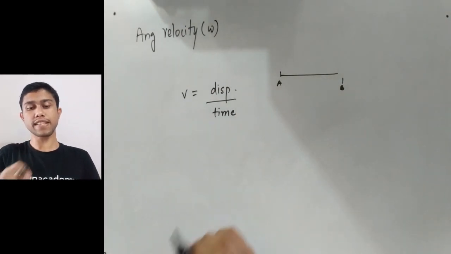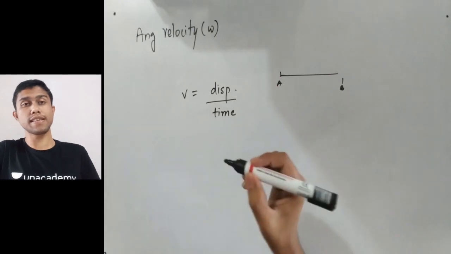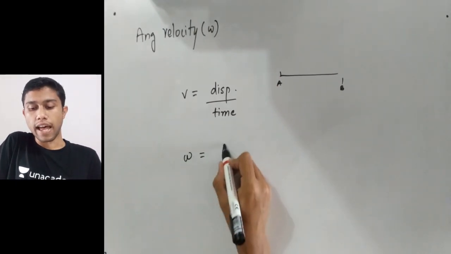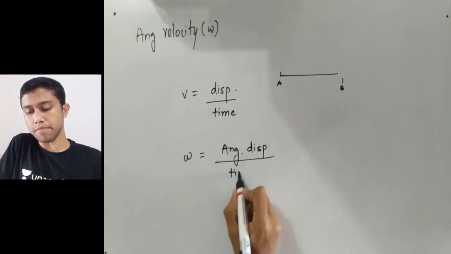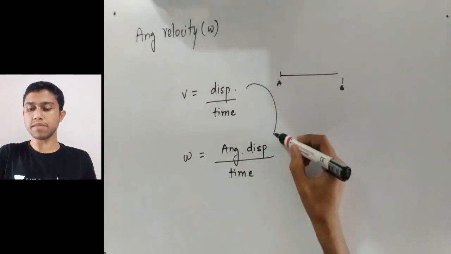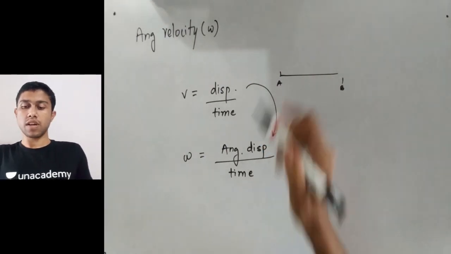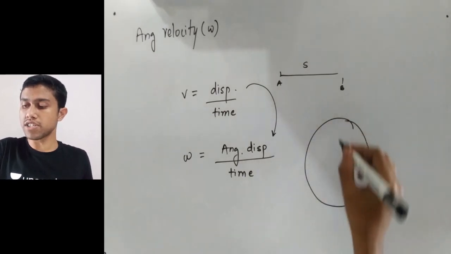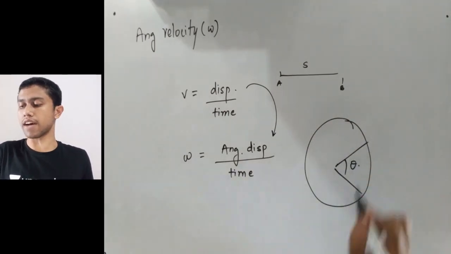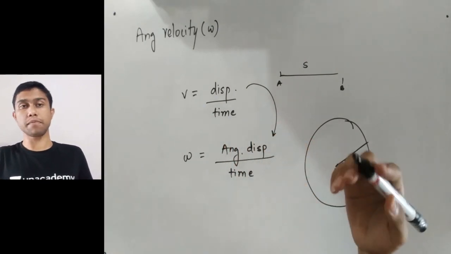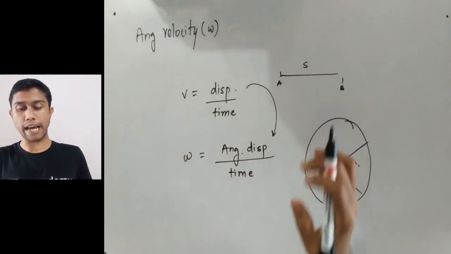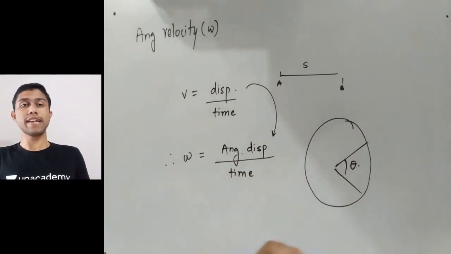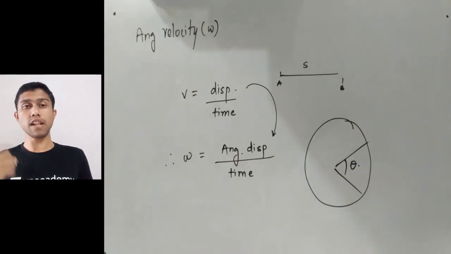This is slightly different in the case of angular velocity. In the angular velocity, the formula is omega, which is angular displacement upon time. So here the displacement, which is measured by s in the linear case, is replaced by angular displacement, measured in terms of theta. But the time remains the same, because time is irrespective of any frame or any other thing. This is the formula which you will be needing in the subsequent sections. Now we'll extrapolate this omega to a new height.